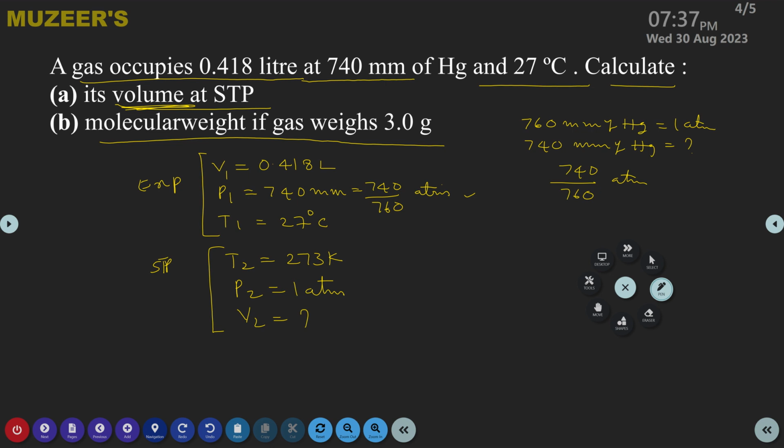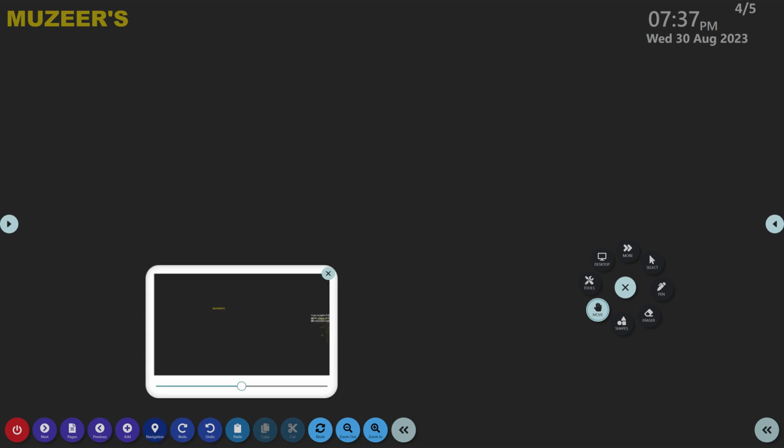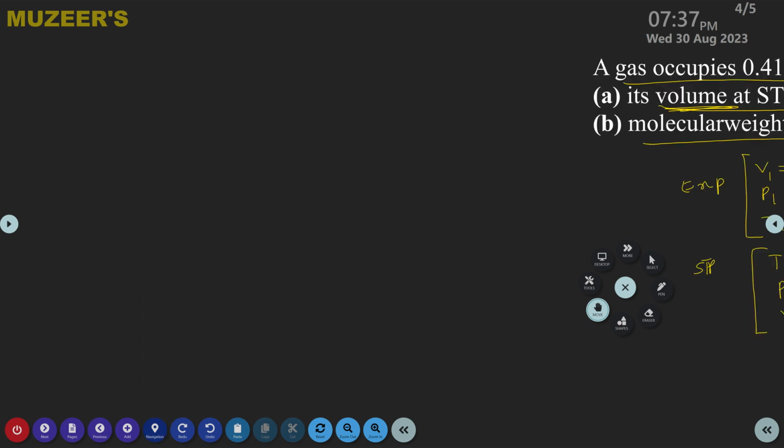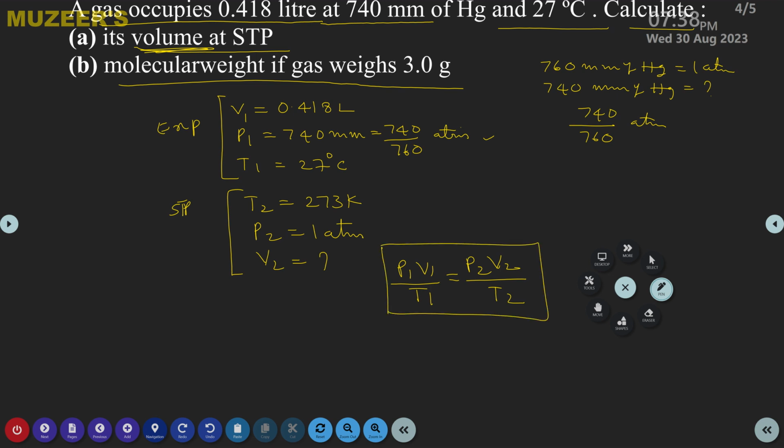So according to ideal gas equation, PV is equal to nRT, isn't it? And then equation of state, that is P1 V1 by T1 is equal to P2 V2 by T2. Based on that formula you can solve, isn't it?